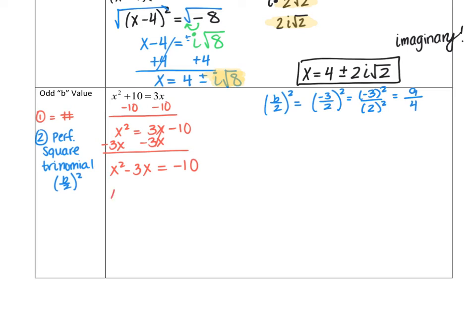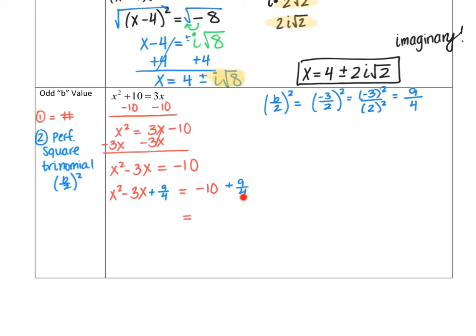And that's the number that we're going to add to both sides of the equation just like we did before. So we have x squared minus 3x, leave some space, and then -10, leave some space. So we're going to add that 9/4 to this side, and we're going to add the 9/4 to this side. And what we can do is simplify a little.